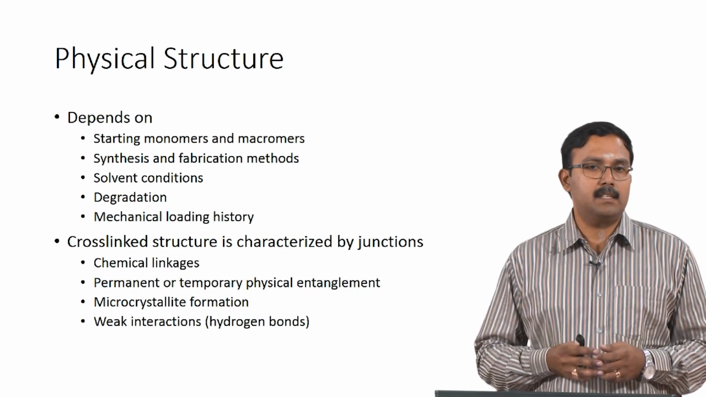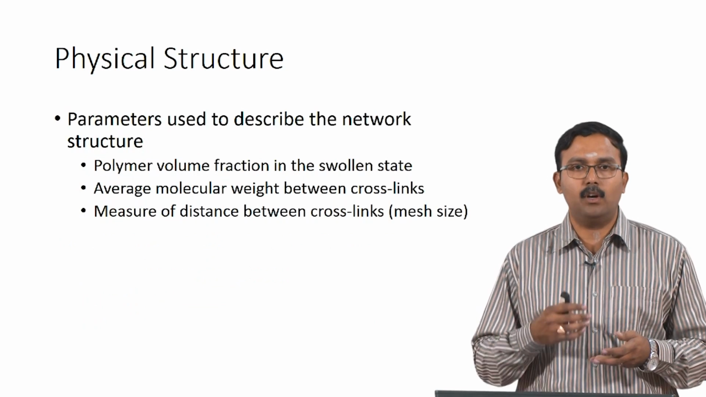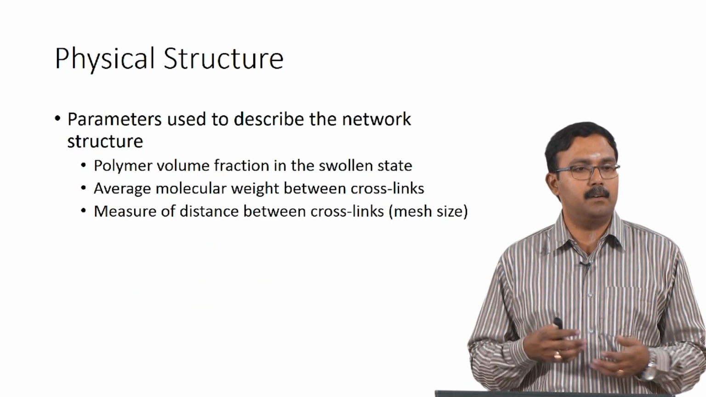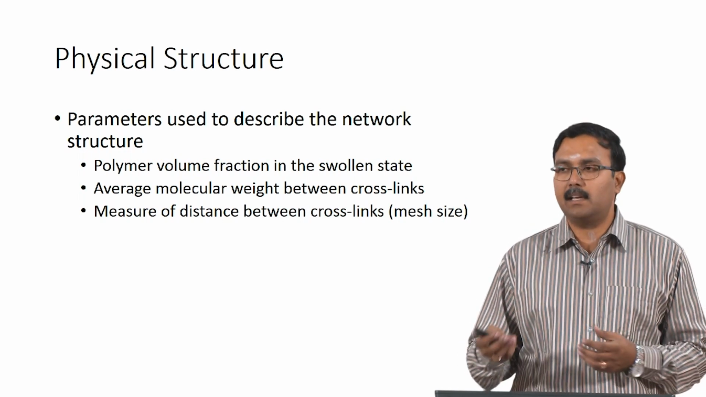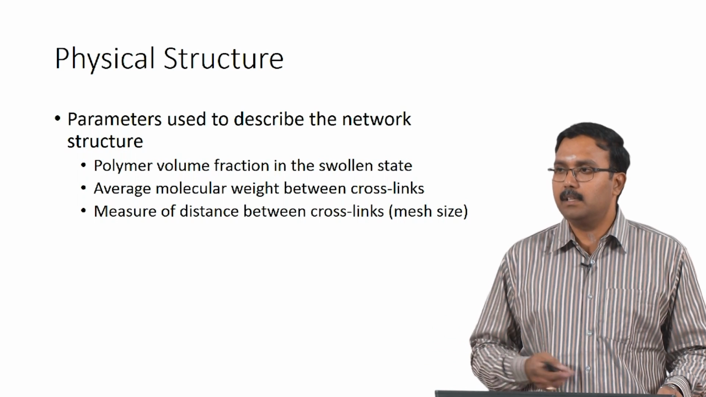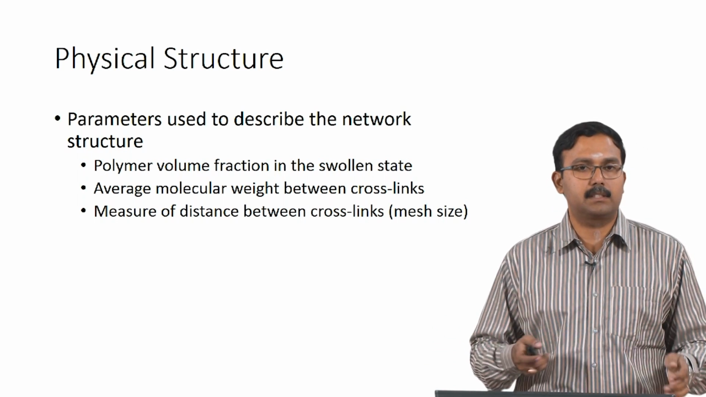So, the cross-link structure is characterized by the junctions, which could be either chemical linkages, or permanent or temporary physical entanglements, or microcrystallite formations, or weak interactions like hydrogen bonding. Okay, these are all the different things which can actually be present as the cross-linking structure.